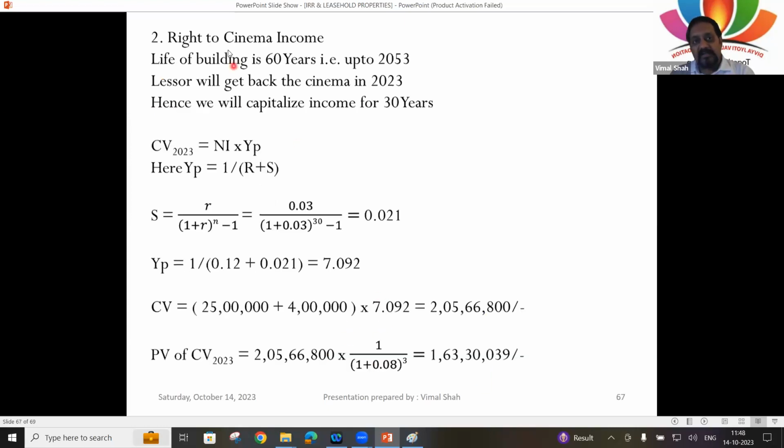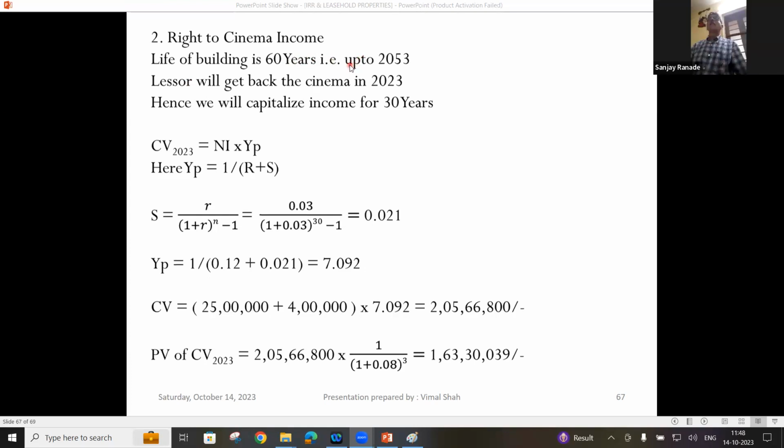Then what is his second interest? The right to cinema income. He is going to get the cinema in which year? 2023. Now the life of the building was given as 60 years. So in 2053, the building value will be over. The building will be finished. So he can earn this income for the next 30 years. Now the CV value we will get in 2023 because the lessor is getting the cinema in 2023. After that he can start getting the income. So this CV we will get in 2023.